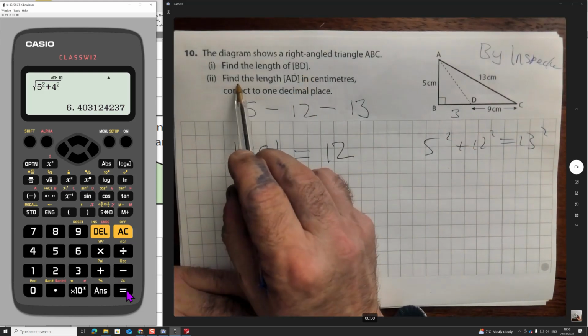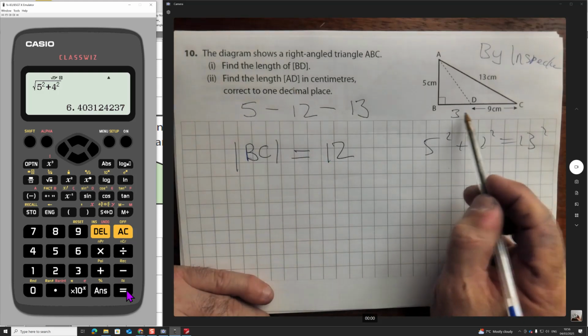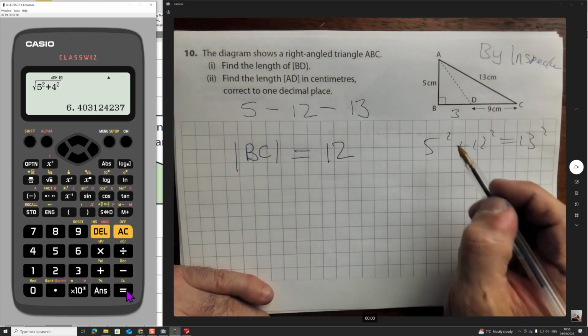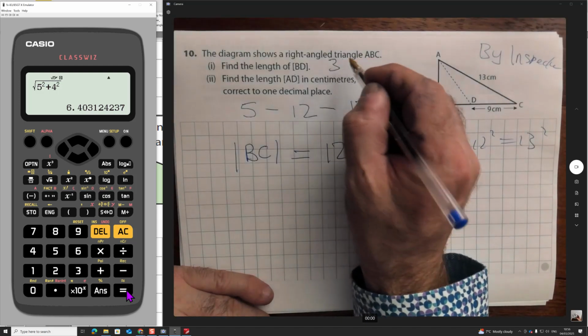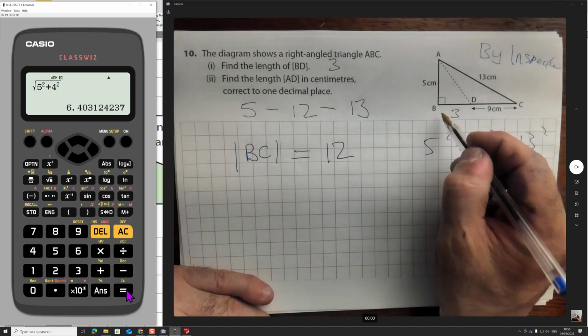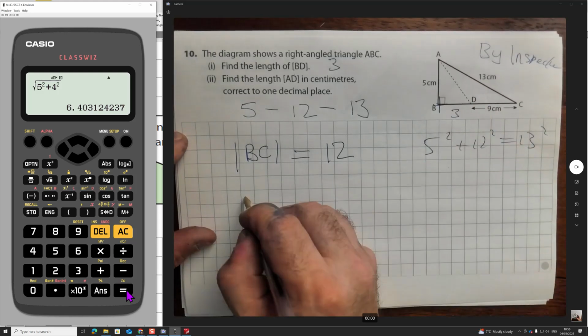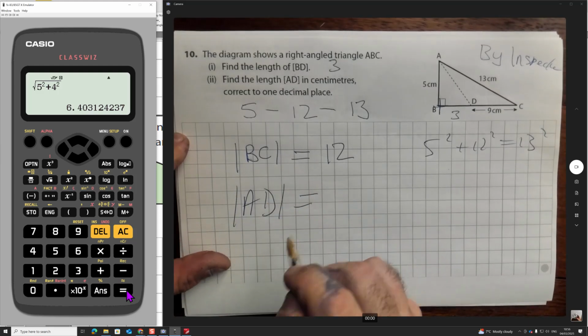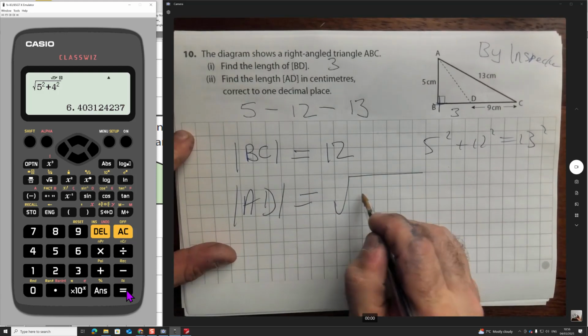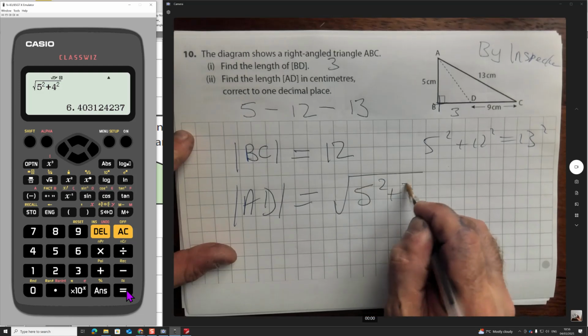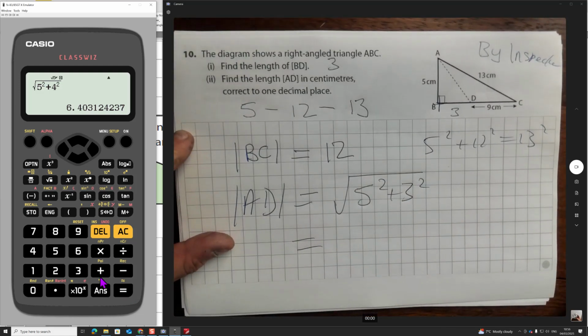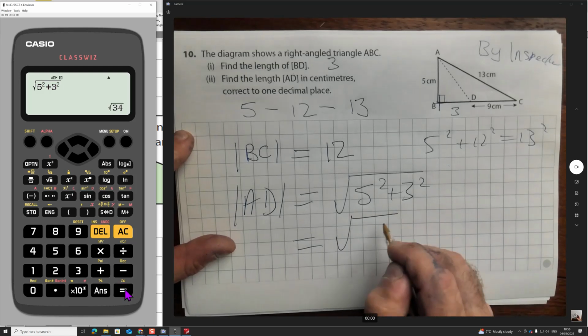So that was a lot of problem solving. Question 10. Find the length of AD. Oh, BD was 3. Find the length of AD. Well, we can do that now with a plus question with the 3 and the 5. There's no easy way of doing this, so I need to say that distance AD equals the square root of 5 squared plus 3 squared, which is exactly equal to root 34.